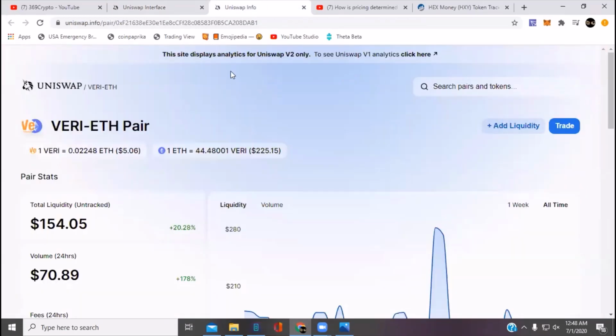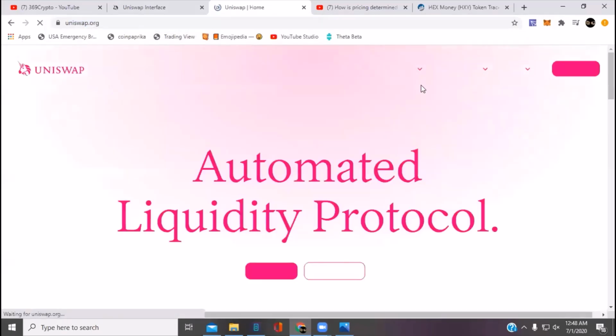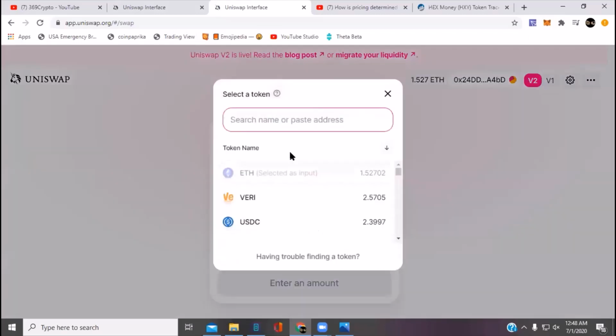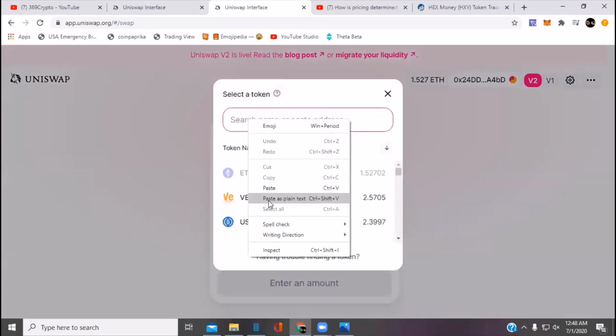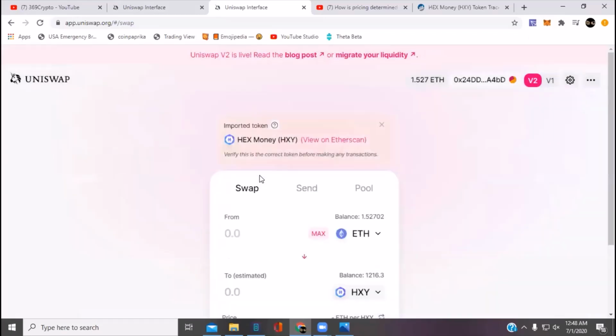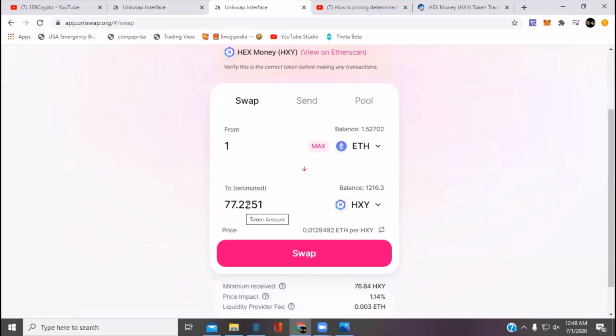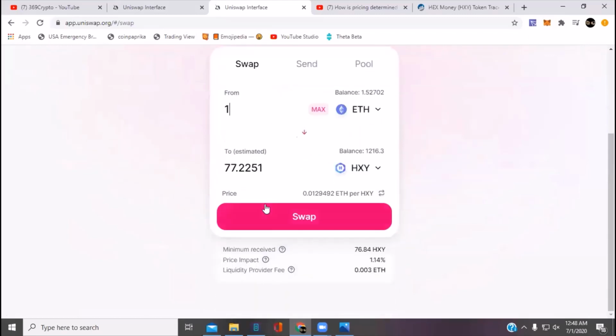And how I can tell that, go back to Uniswap. Back to home, launch the app. That'll take me directly to the exchange. Select the token. Now we'll paste that contract address here as if I was going to buy Hex Money token. And currently 1 Ethereum equals 77.2251 Hexy. And if I were to make that transaction now, it will bump the price up 1.14%. So it's a small market.